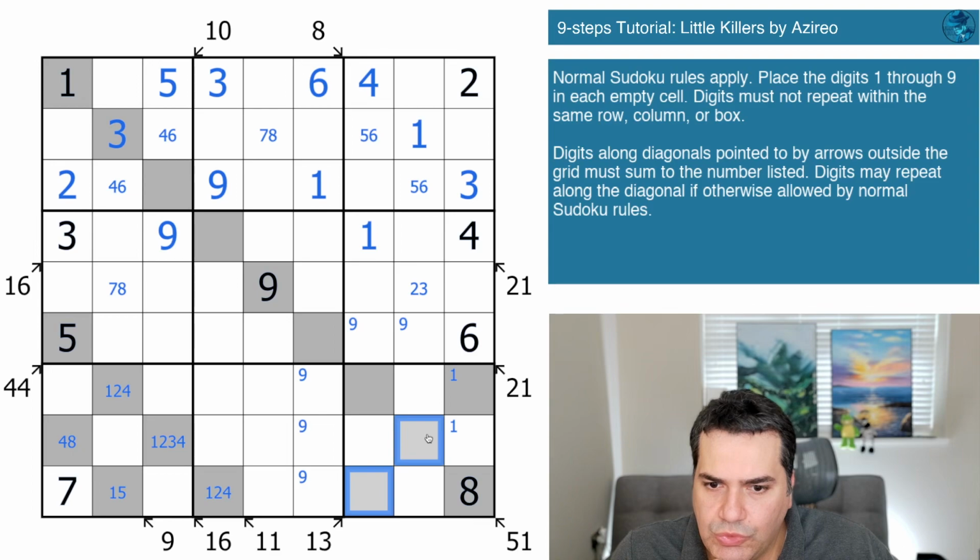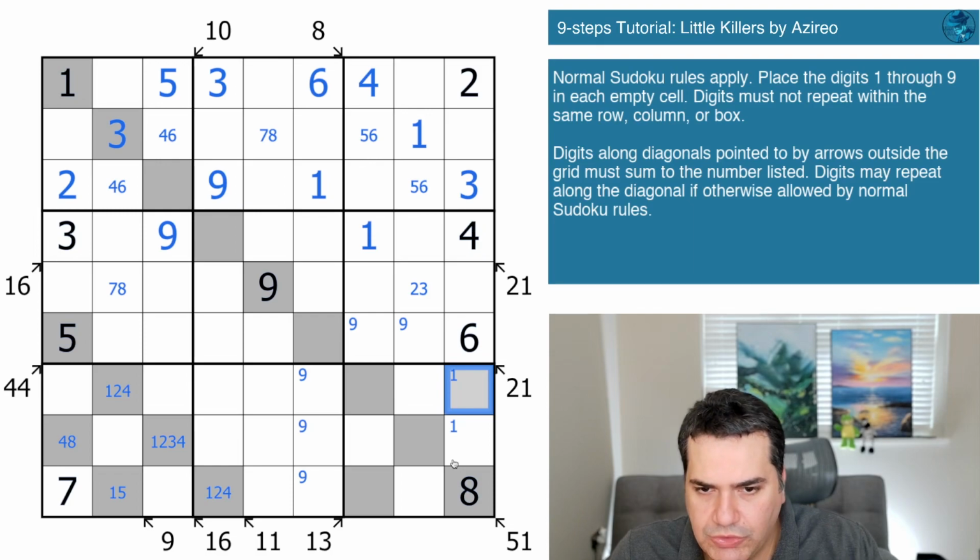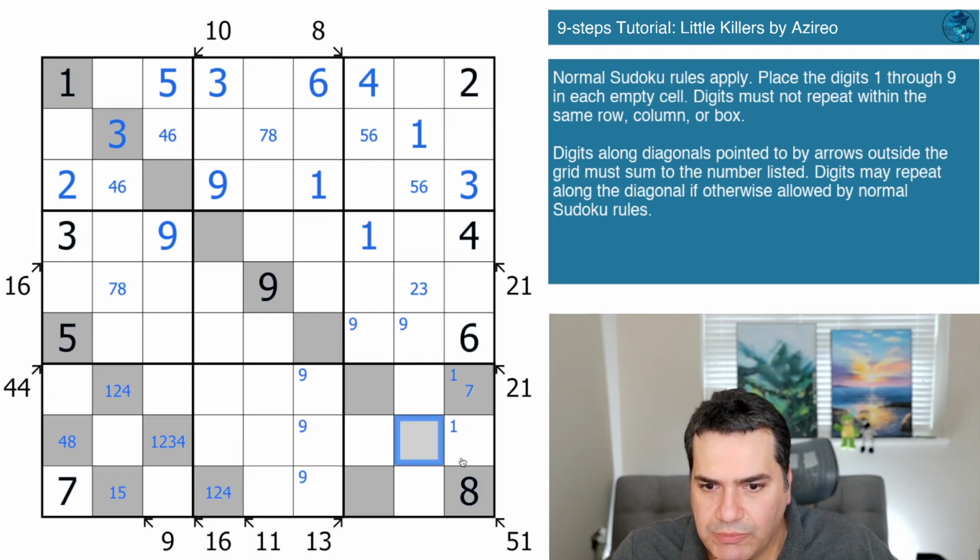So if it's 2 evens, that's 2 and 4, that's 6, and that would be 7. So I'm just going to pencil mark in some options. 2 and 6 would be 8. That would be a 5, which is still available. 4 and 6 is a 10, and that would be a 3, but that's not available. That was if they were both even.